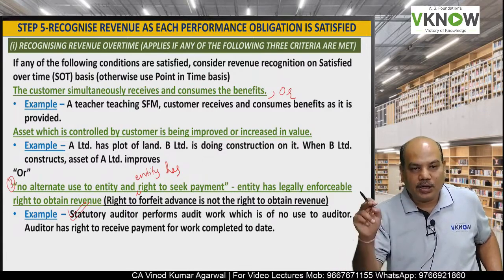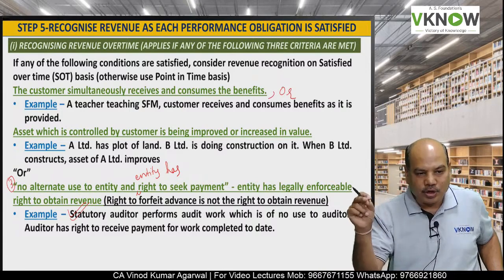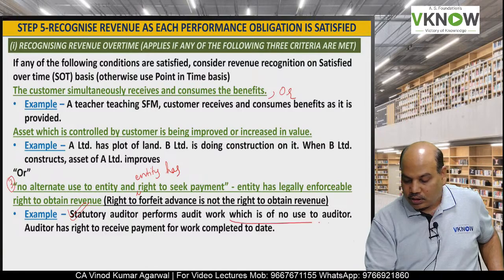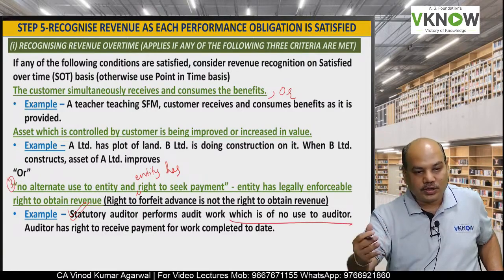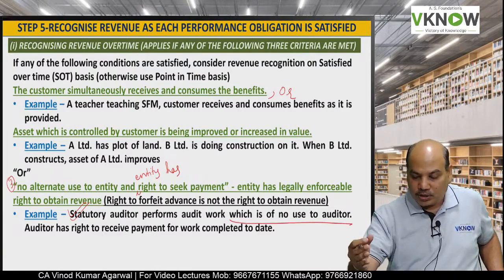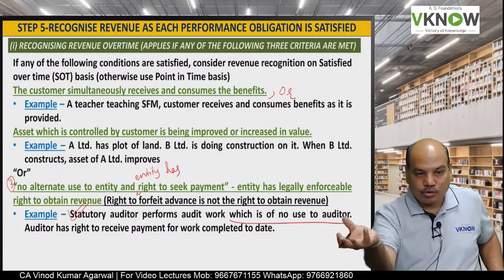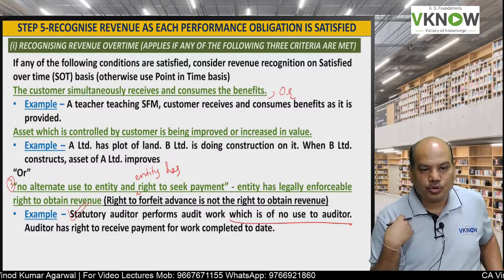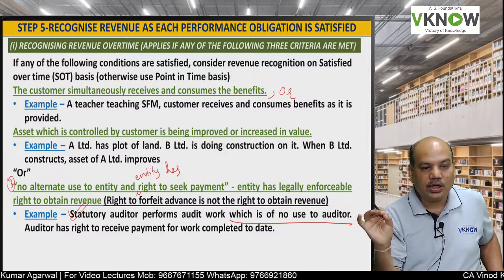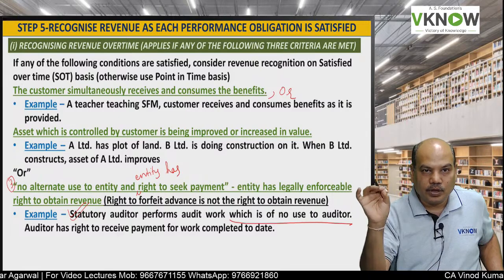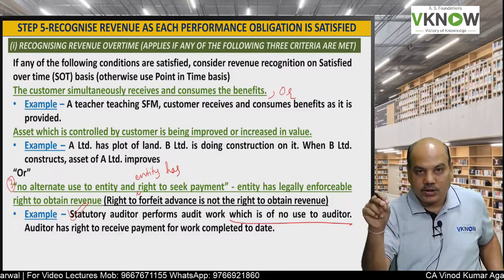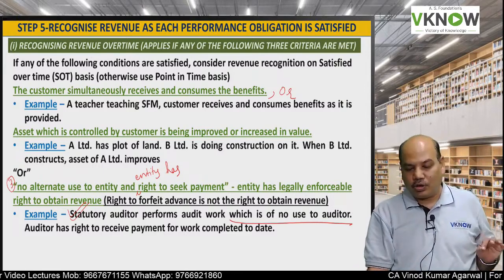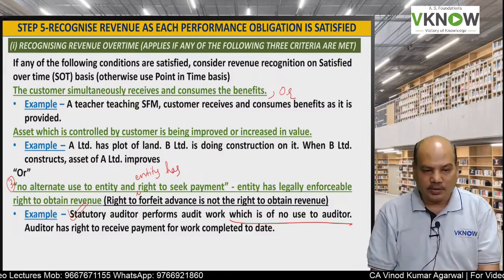For example, in your office, you do statutory audit. Let us say you have done statutory audit 60%, and for some reason the client says no, you can't work further. Whatever you have done is of no use to you, but you are entitled for that 60% of the work done. If this is the case, then revenue will be recognized on satisfied over time basis.